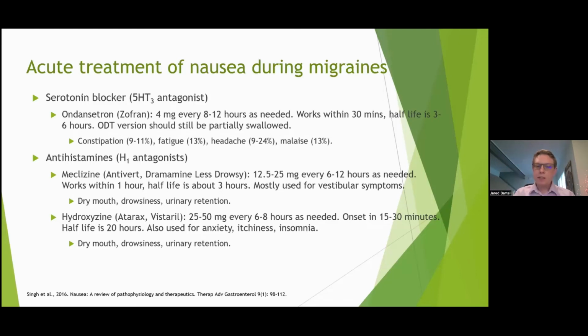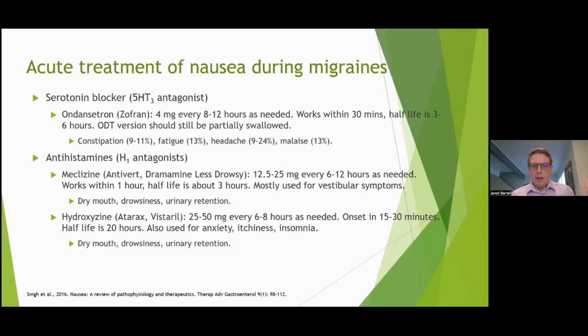Not every Dramamine is meclizine, so just be careful about that if you are going to get it over the counter. This one is mostly used for vertigo and vestibular symptoms, but it can also help a little bit with nausea. Like hydroxyzine, these are common side effects among antihistamines: it can cause dry mouth, constipation, urinary retention, and drowsiness. Usually just taking it once won't do that too much, but it can.